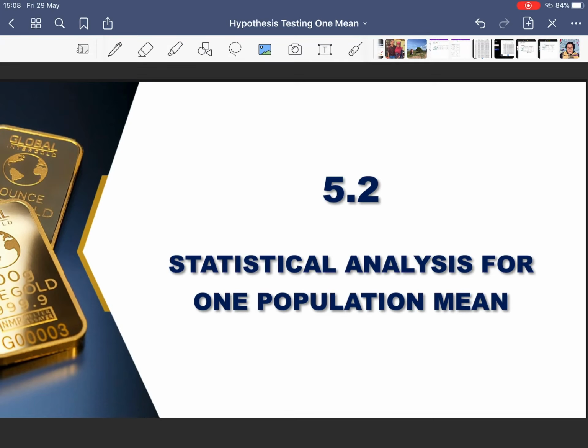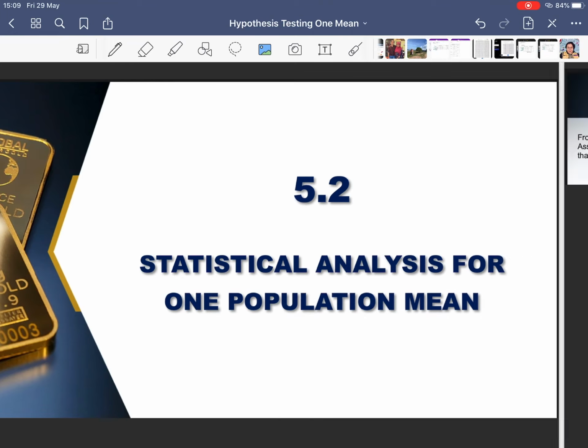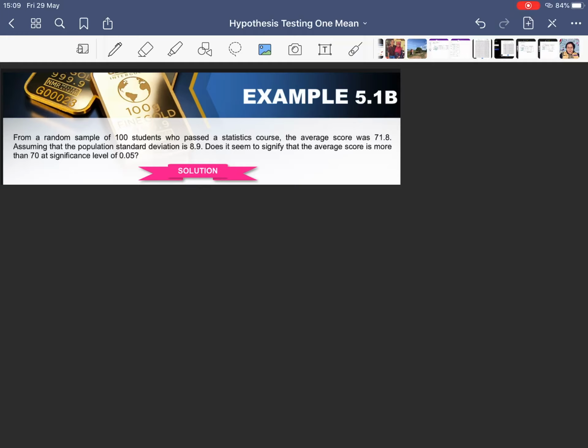Alright, let's continue. Chapter 5 Part B, Hypothesis Testing for Population Mean. So 5.2, Statistical Analysis for one Population Mean. How to test the hypothesis for one population mean, one mu. Let's look at example 5.1b.